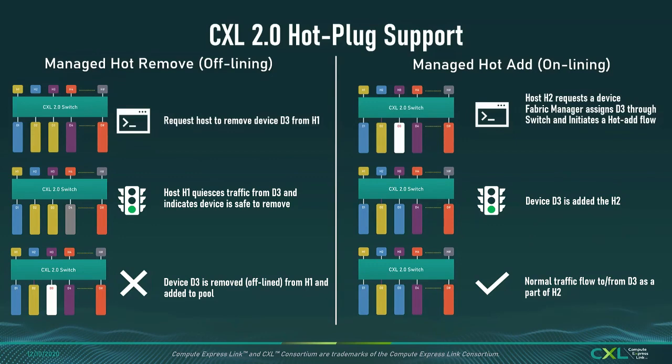On the right side, continuing with the picture from the left, at some later point of time, host H2 says that, hey, I can use a device because my compute need has gone up. And in that case, H2 now needs a device. So the fabric manager will look and say, I got device D3 that can be given to H2. So for device D3, it's going to just ask H2 to initiate the hot add flow. Switch will also initiate the hot add flow. Device D3 is then added to H2, and now normal traffic starts between H2 and D3. Next slide, please.